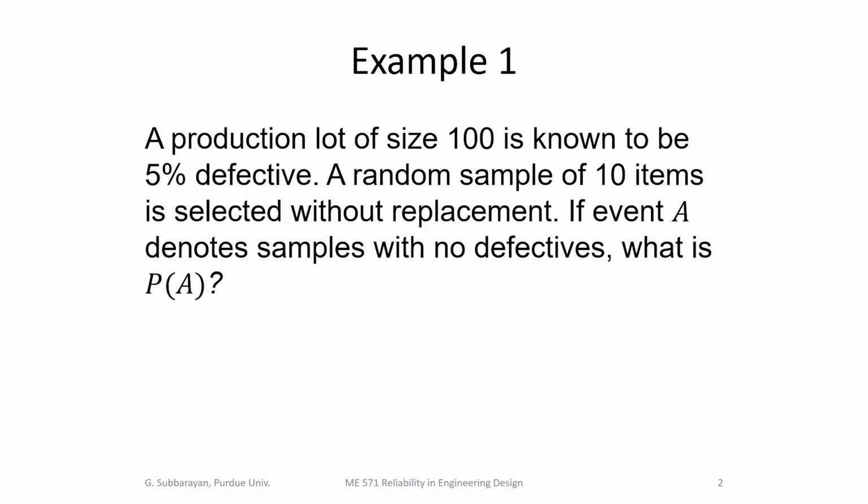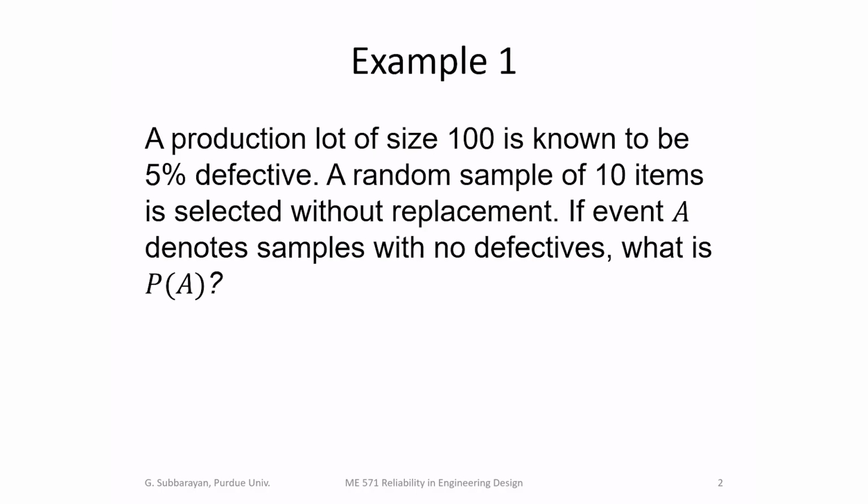And if event A denotes samples with no defective, what is probability of A? So we pick 10 items. We're asking the question, what's the probability that all 10 that we picked are non-defective? So we want to estimate the probability. This is an example of what we would call enumeration, probability estimation by enumeration.